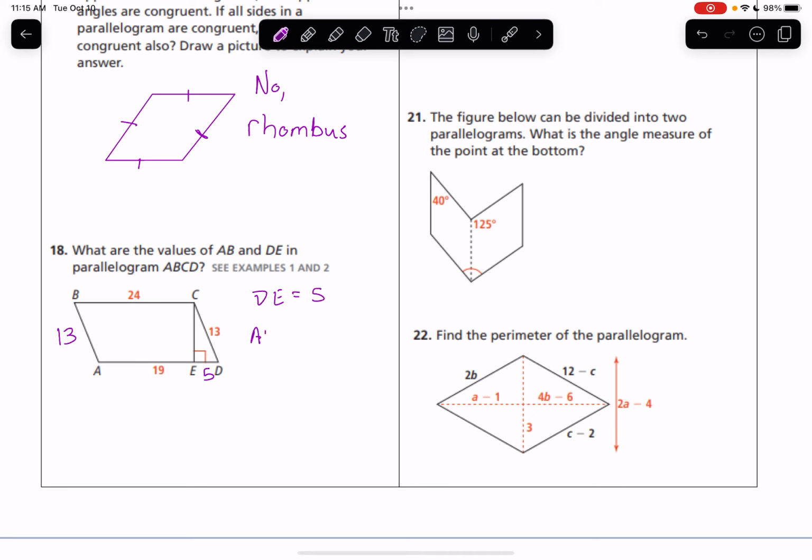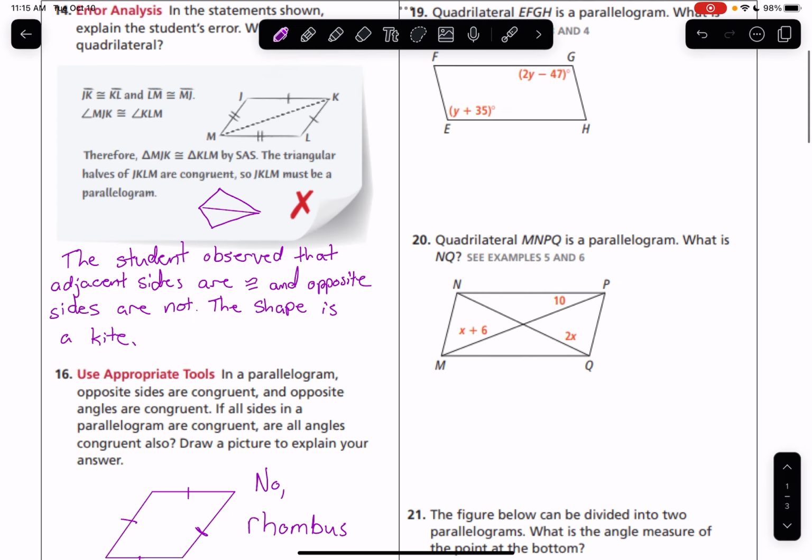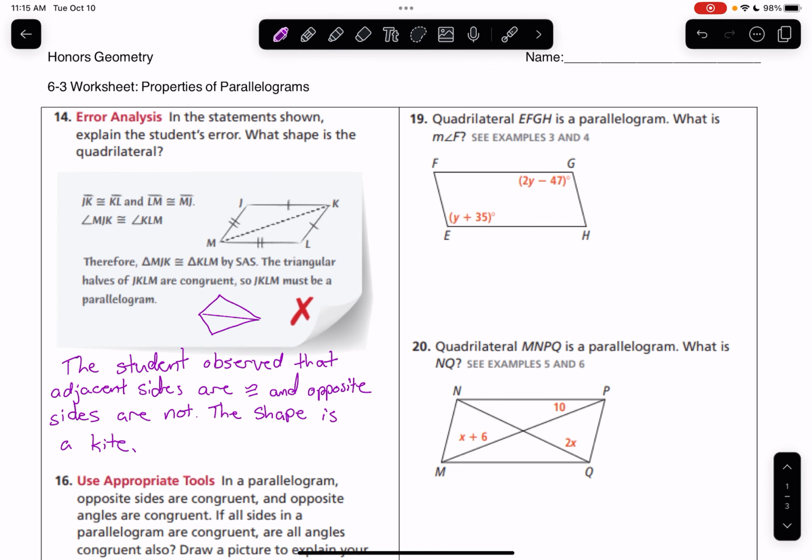So AB equals 13. Number 19, quadrilateral EFGH is a parallelogram. What is the measure of angle F? So here, of course, we have to find what y stands for. So we can set these equal to one another and say y plus 35 equals 2y minus 47, and we can solve that equation.